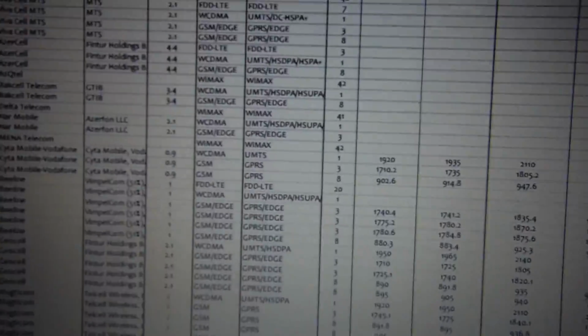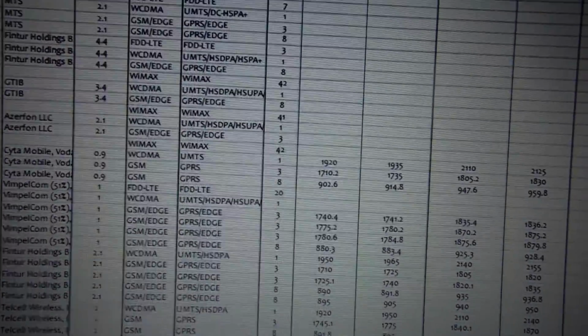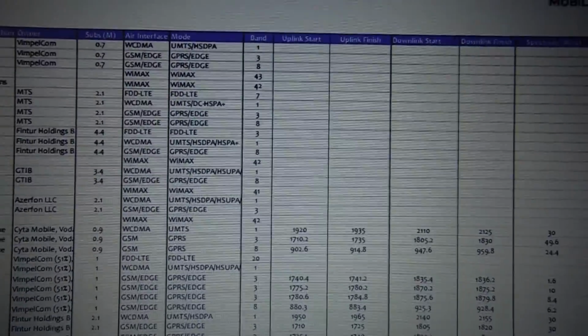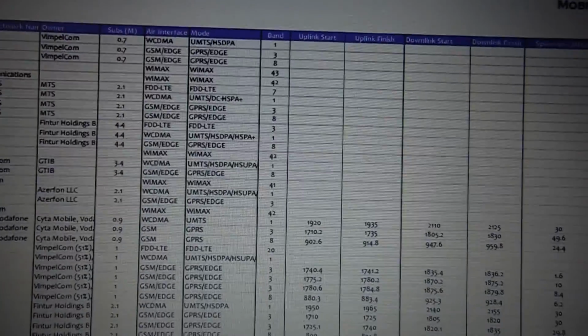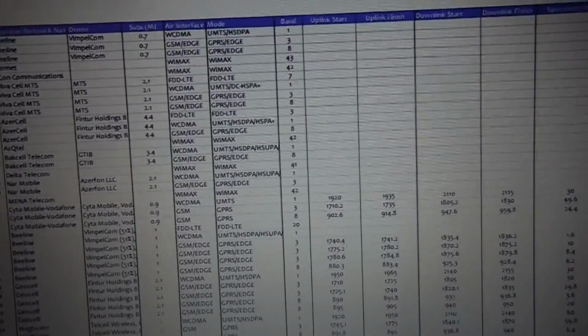There's all different things that I had to find, and I think there's even more than this for some of the operators that I was able to find, like how many base stations they have in that country, or maybe if it was regional, like how many circles. But this is like a sample page, so I'm just giving you some of the generic, general things that I found.